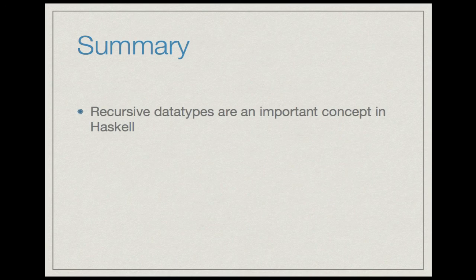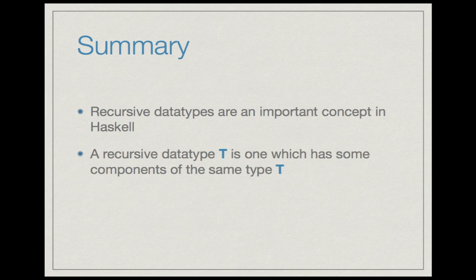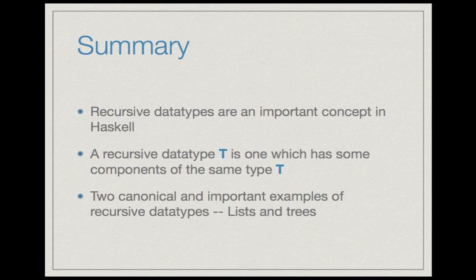So in summary, recursive data types have been introduced in this lecture. They are a very important concept in Haskell. A recursive data type T is one which has some of its components of the same type T. And we have seen two canonical and important examples of recursive data types, lists and trees. In the next lecture, we will see more on trees.